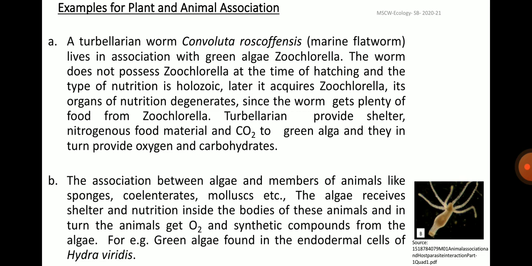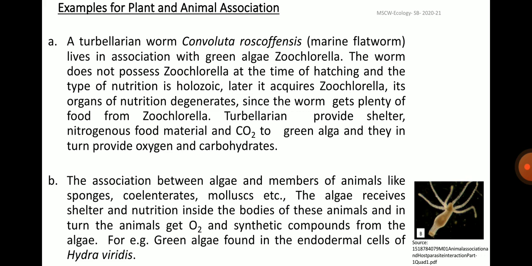The examples for plant and animal association. So here, the first one being a turbellarian worm called Convoluta roscoffensis, which is a marine flatworm, and it lives in association with green algae called Zoochlorella. The worm does not possess Zoochlorella at the time of hatching, and the type of nutrition is holozoic.